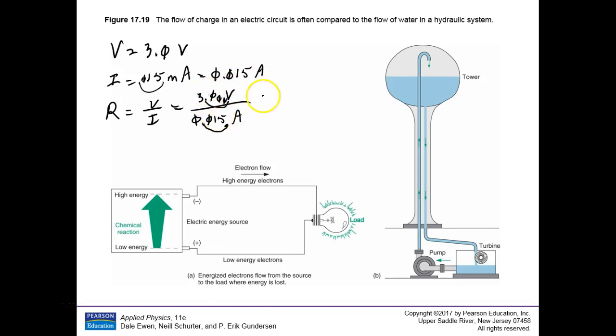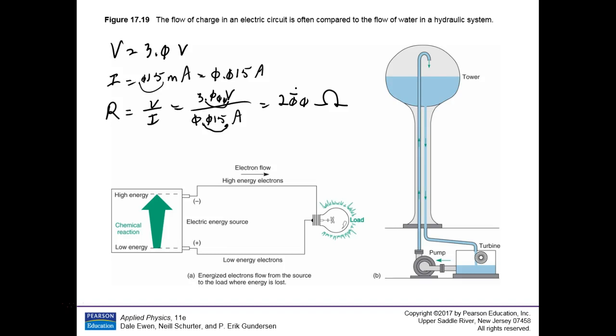Well, 15 will go into 30 2 times, and then you got 2 more zeros. That would be 200 ohms. Okay. See how that works? And they go to the emphasizing that you only have 2 significant digits there, because the 15 had 2, 3.0 had 2, so it's just 200 ohms, but the middle zero is significant, the last one is not. Not that that really matters that much, but that's what they do.